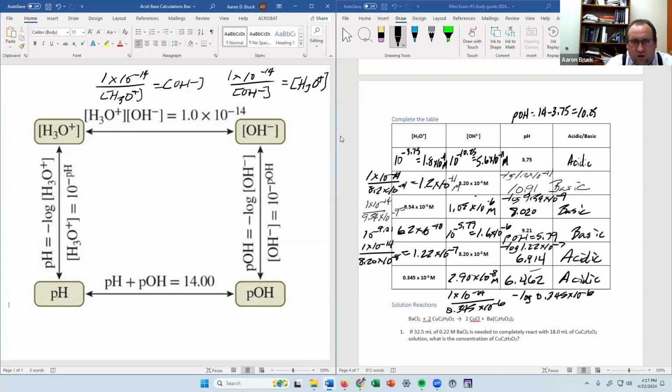If I want to go from hydronium to hydroxide, one of these equations will do. And for hydroxide to pOH, basically I do the same thing as hydronium to pH. I just change out pOH for pH and hydroxide for hydronium.